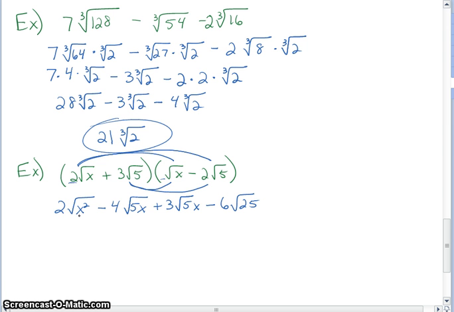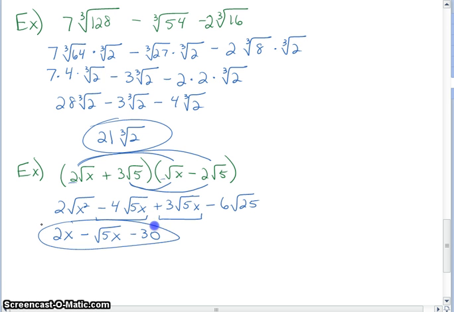Alright, 2 times the square root of x squared. I know the square root of x squared, that's just x. So this is 2x. I have some like terms right here, because it's both the square root of 5x, so I've got like terms. So that becomes negative 1 square root of 5x. And then 6 times the square root of 25. Square root of 25 is 5, so that's just minus 30. I don't have any other like terms. Here the x is, excuse me, outside the radical. So that's not a like term with this one. So here's my final answer, and I'm done.